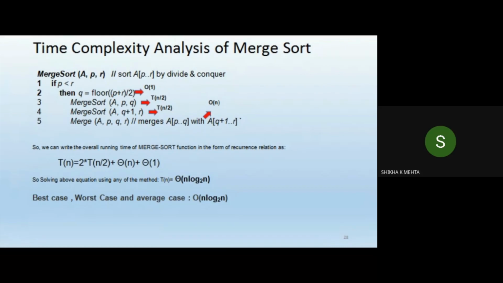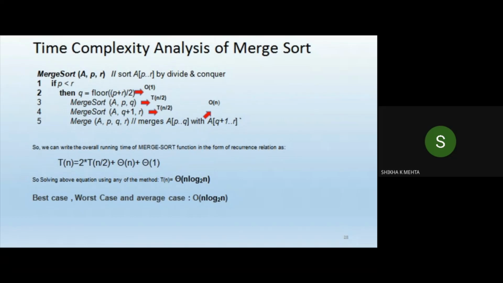So when we see the overall time complexity of this merge sort function, it can be represented using the recurrence relation equivalent to 2T(n/2), because we have T(n/2) for the merge sort, as we are dividing into left and right two subarrays, so we multiply it by 2, plus theta(n) plus theta(1). We have solved this equation many times during the asymptotic analysis, and you can apply any method to solve it. It comes out to be of the order of theta(n log base 2 n).